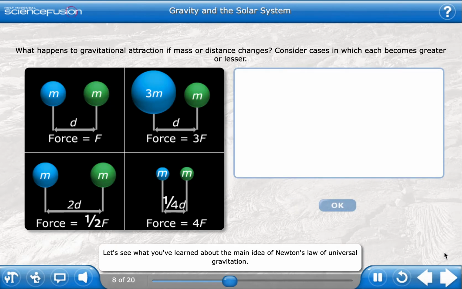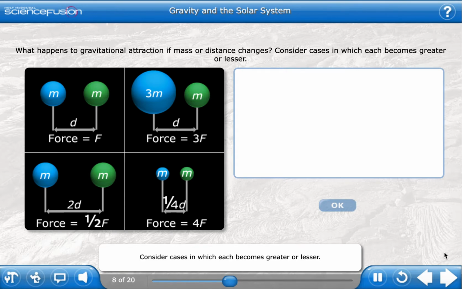Also, if the distance between the objects decreases, the force increases. Let's see what you've learned about the main idea of Newton's law of universal gravitation. Look at this figure. What happens to the gravitational attraction if the mass or the distance changes? Consider cases in which each becomes greater or lesser. Type your answer in the box. Click OK when you're finished.